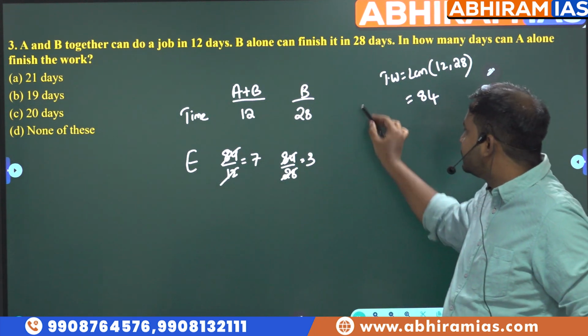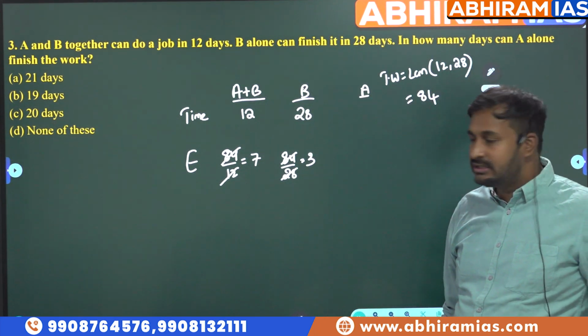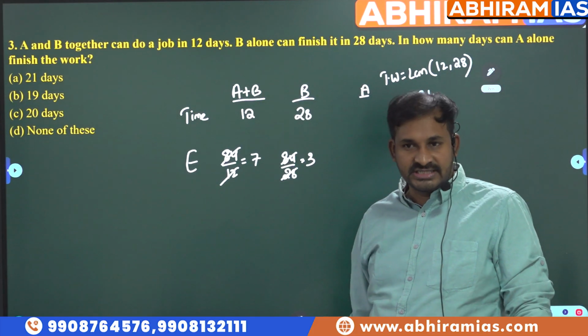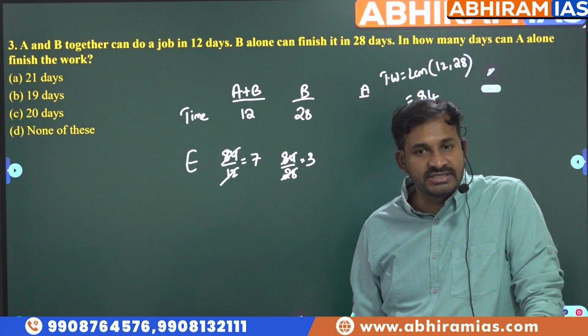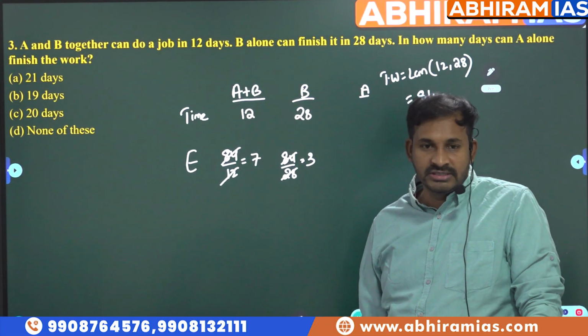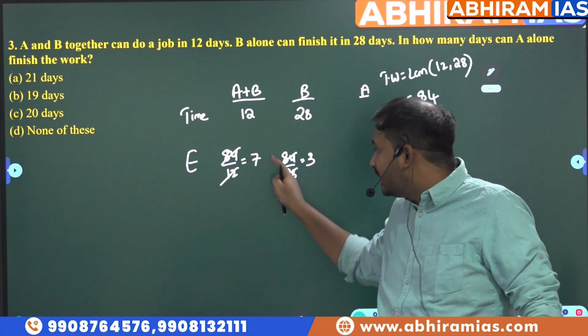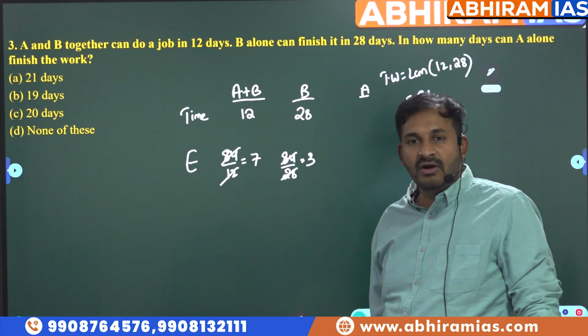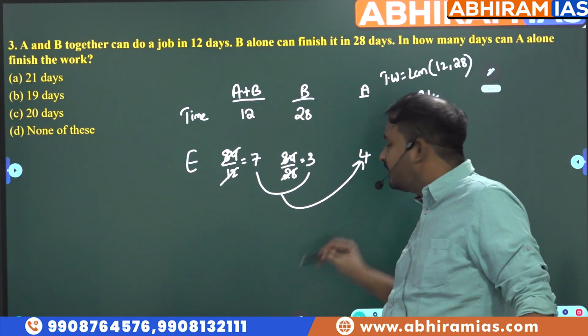Now, students, please observe here. In how many days can A finish the job? That is our question. A and B combined efficiency is 7, and B's efficiency is 3. Now tell me, what will be the efficiency of A? 7 minus 3, 4. B's efficiency alone is 3, and A and B together is 7. Then A's efficiency will be 4.